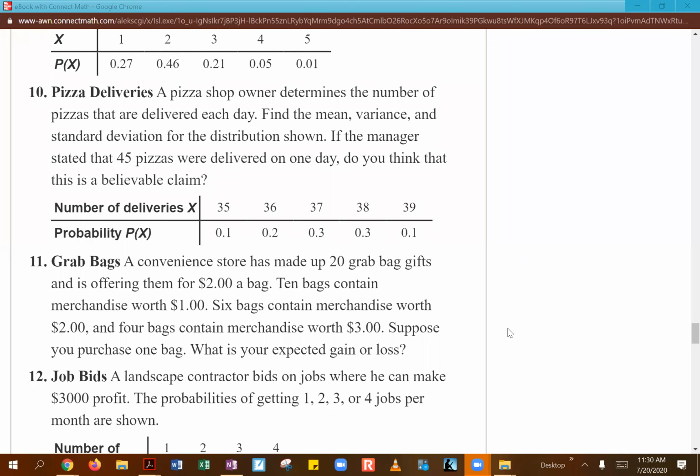Okay, so number 10 over here, as you can see, is talking about a pizza shop owner who determines the number of pizzas that are delivered each day, and they want us to find the mean, variance, and standard deviation for the distribution table over here. And they're saying if the manager stated that 45 pizzas were delivered on one day, do you think that is a believable claim?